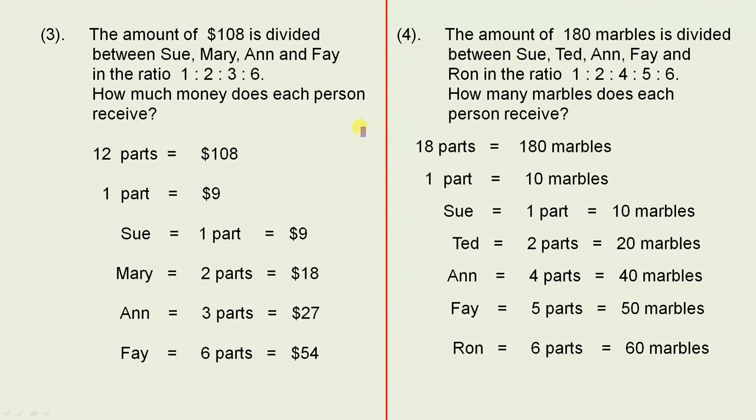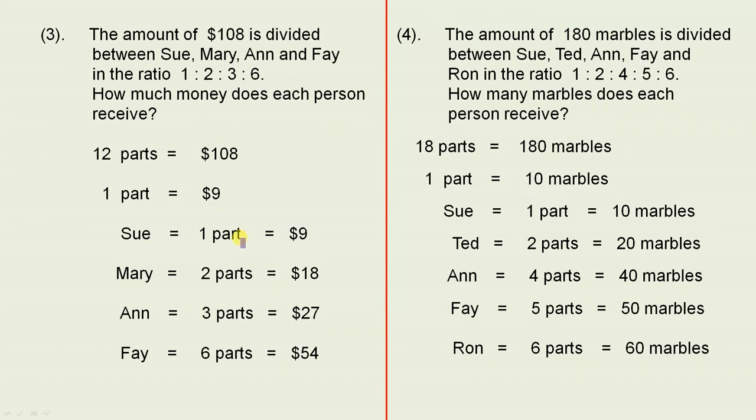Example 3. The amount of $108 is divided between Sue, Mary, Anne and Faye in the ratio 1:2:3:6. How much money does each person receive? So if we add each of those numbers up, we get 12 parts. And that represents $108. Therefore, one part must be $9. That's 108 divided by 12.